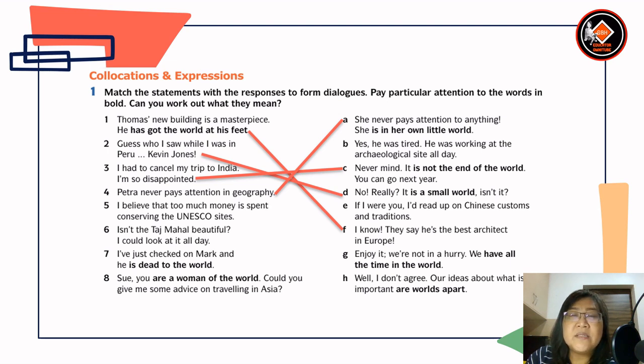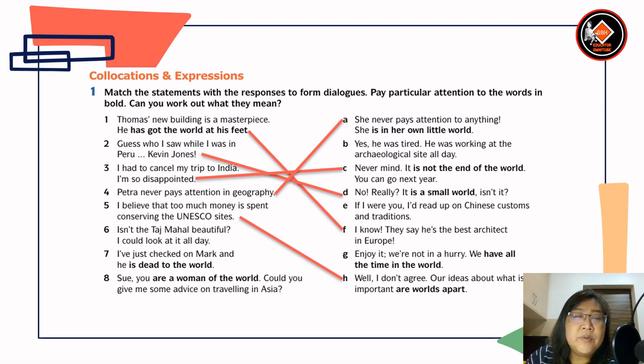Response, she never pays attention to anything. She is in her own little world. I believe that too much money is spent conserving the UNESCO sites. Response, well, I don't agree. Our ideas about what is important are worlds apart.